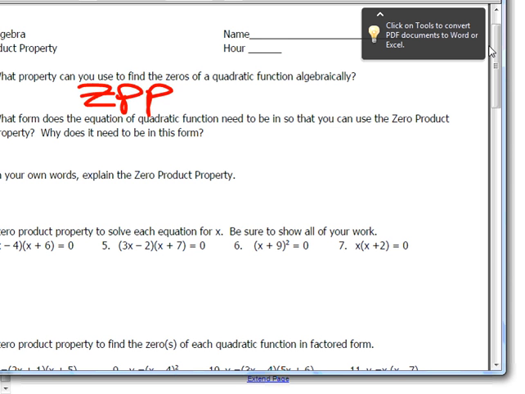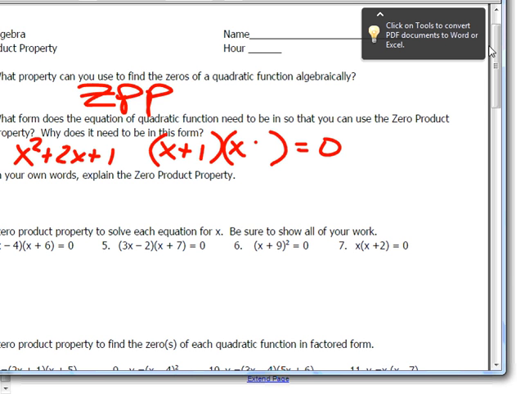Why does the equation of a quadratic function need to be, or no, what form does it need to be in so that you can use it? It needs to be in factored form. Because remember how we factor it like this and it equals 0? Because if it was like normal, let's say it was like x squared plus 2x plus 1, do you see that the answer of negative 1 doesn't just jump right out at you? Whereas if I factor it like this, now I can see the answer really well. Okay, so it needs to be in this form, which is called factored form.